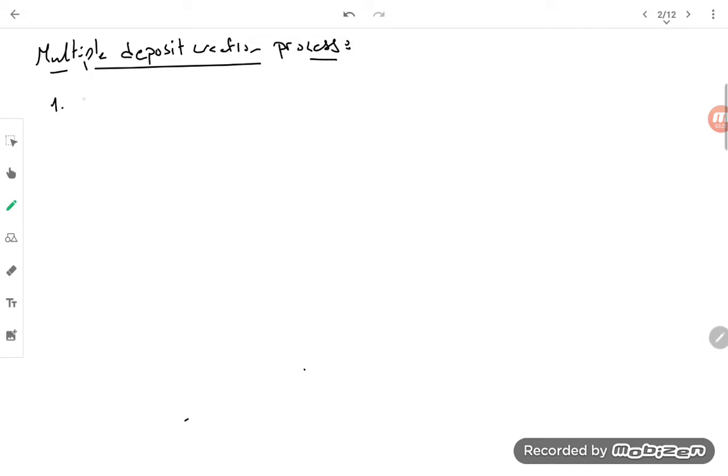Number one, currency in circulation equals zero, which means that people have no money in hand. Number two, there are no excess reserves, which means that the banks should keep just the required reserves, and there isn't any excess reserves kept by the bank. And finally, number three, only one type of deposit is allowed, which is the checkable deposits, which means there are no saving or time deposits.